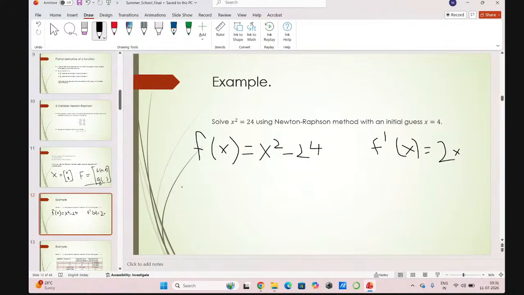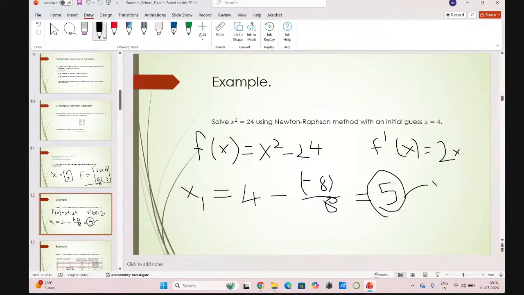Now let us find x1 by using the Newton-Raphson method. x1 equals x0, which is 4, minus f of x0, which simplifies to minus 8, divided by f dash of x0, which is 8 again. This x1 simplifies to be 5. We will use this value of x1 to find x2, which will further be used to find x3 and so on.